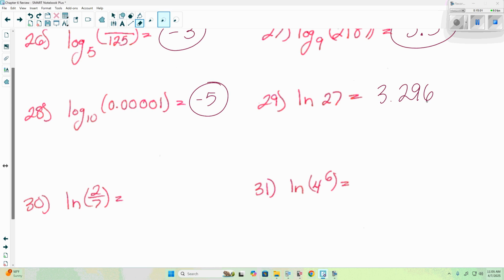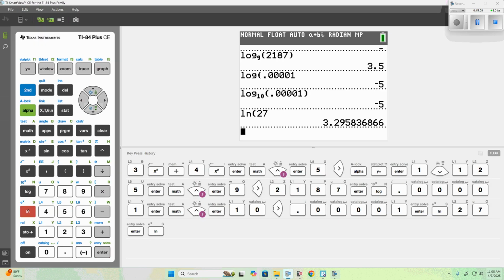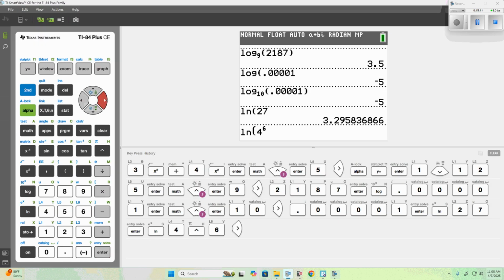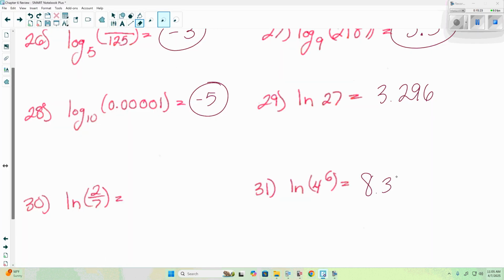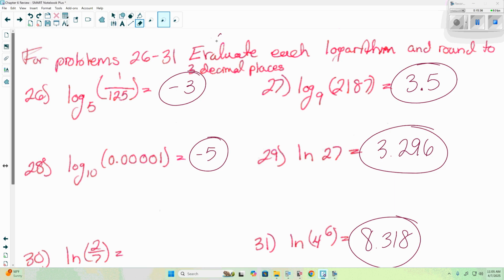Questions on 30 or 31? One of those that y'all want to see. Natural log of 4 to the 6. So we type it in just like we see it, 8.3177, which rounds to 8.318. And that's it. So these are on part 1.